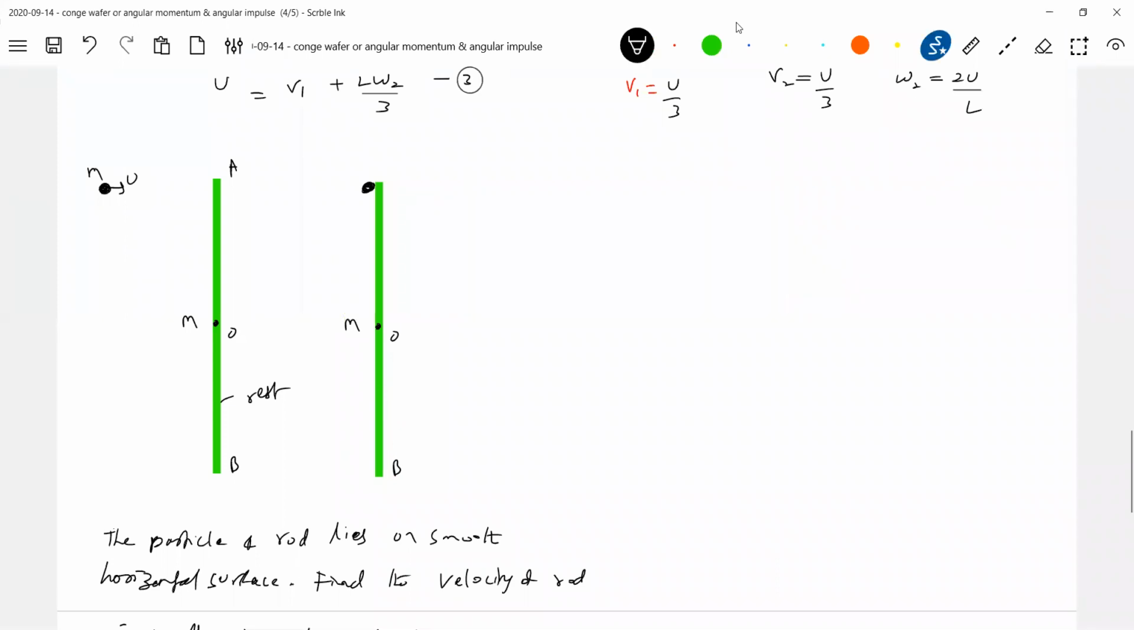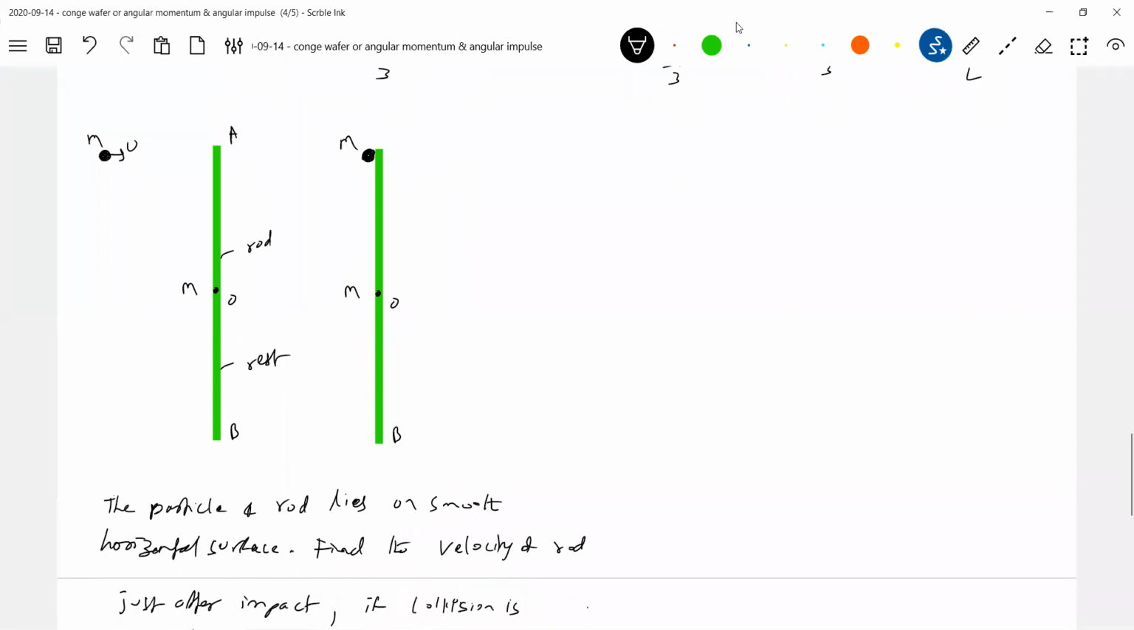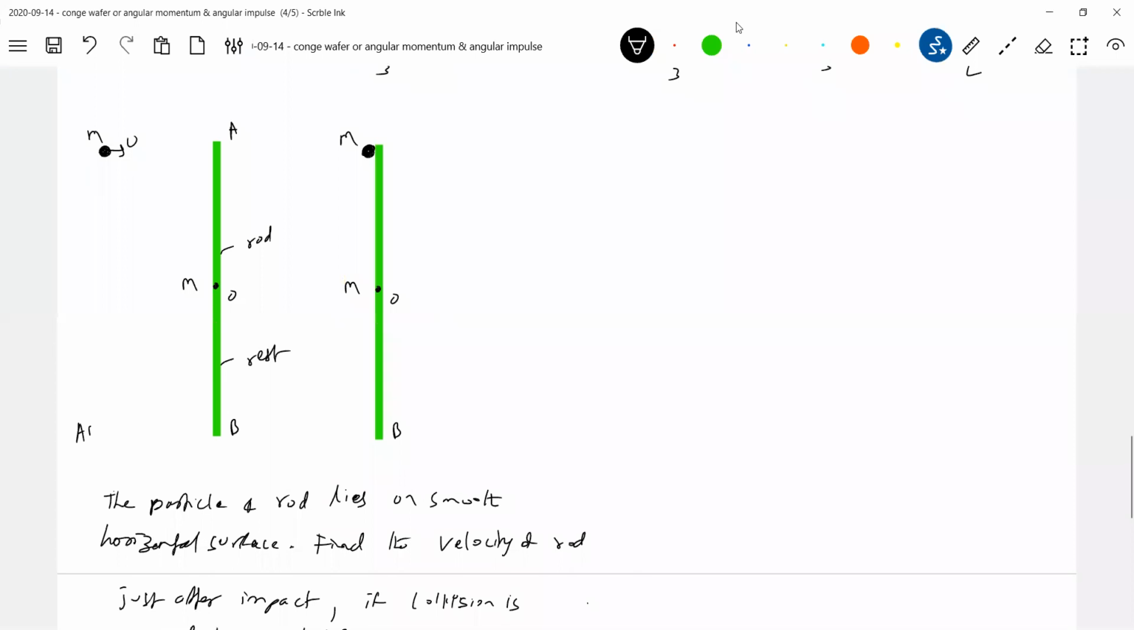Earlier it was the elastic collision, no? So what will happen now in this case? It will get stuck to it. The mass of the rod is m, the mass of the particle is also m. The length of the rod, you can write, is L.